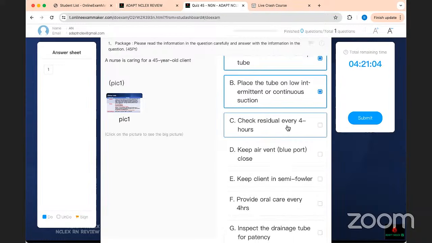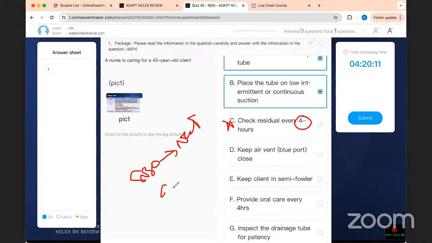Check residue every 4 hours. What do you guys think? Give me an answer. You don't check residue every 4 hours, and this patient has small bowel obstruction. I've given you the answer. When we insert an NG tube for decompression, there is no need to check for residue. Watch for this trap. It's a trap.